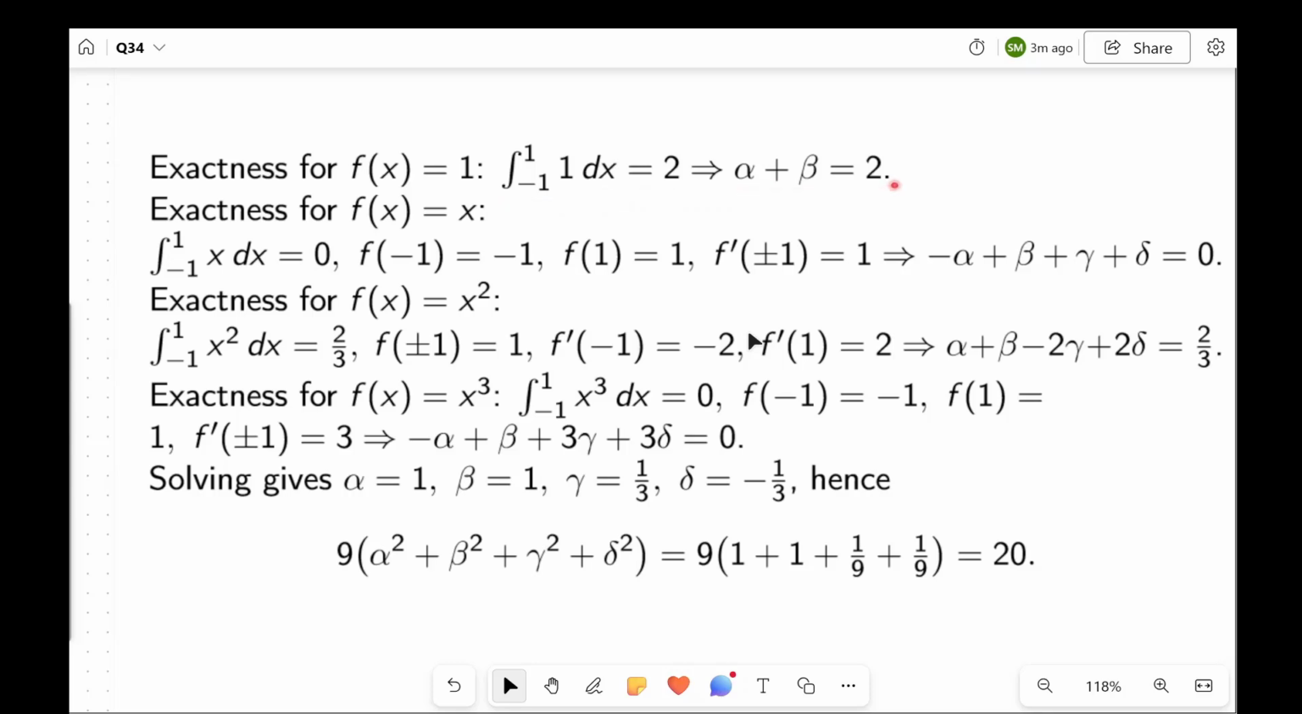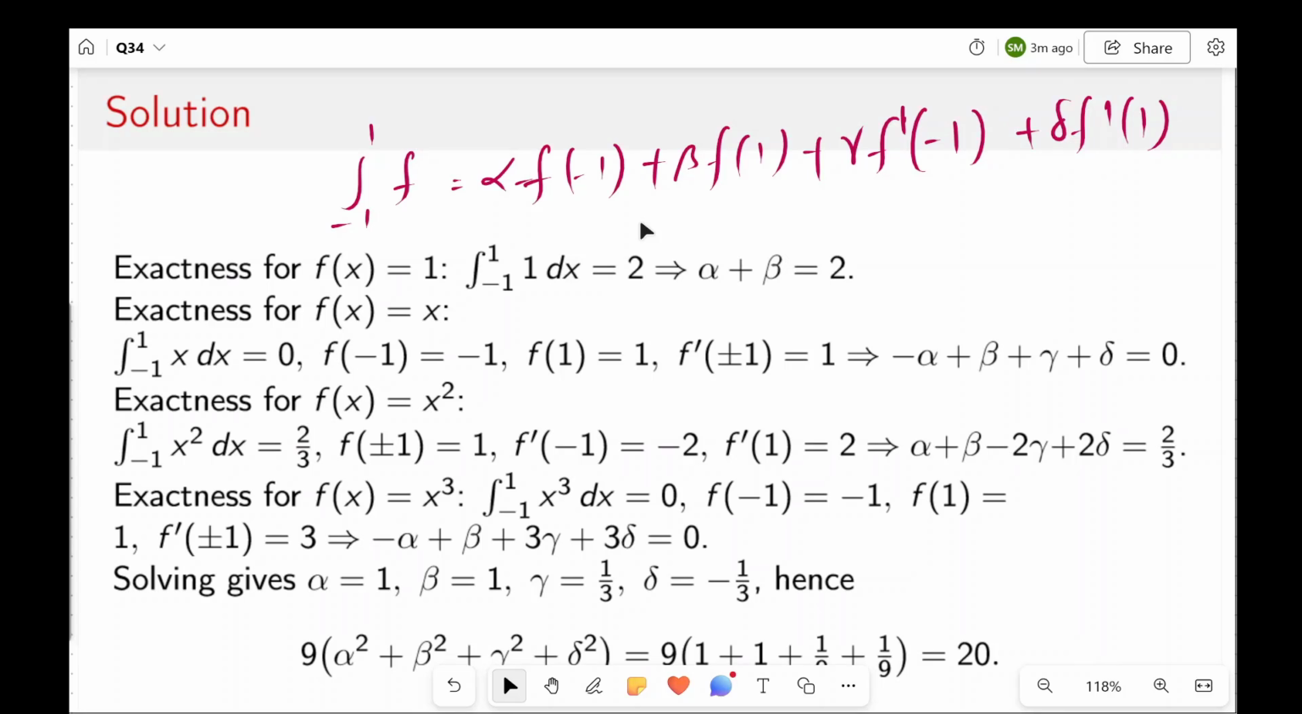Observe that this is the formula that has been given in the question. So what we got is alpha plus beta equal to 2. This is one equation. Now we put f(x) equal to x, which is a degree 1 polynomial.